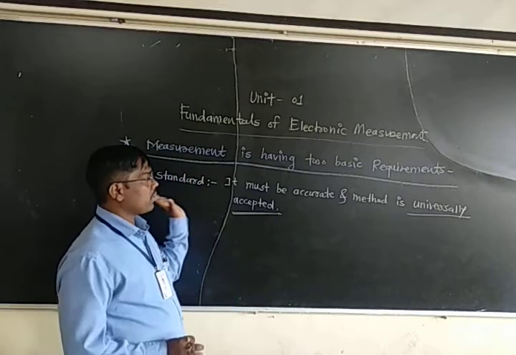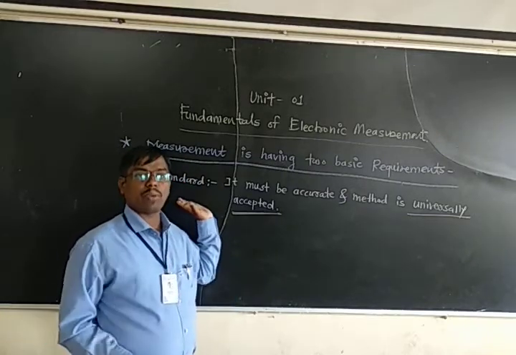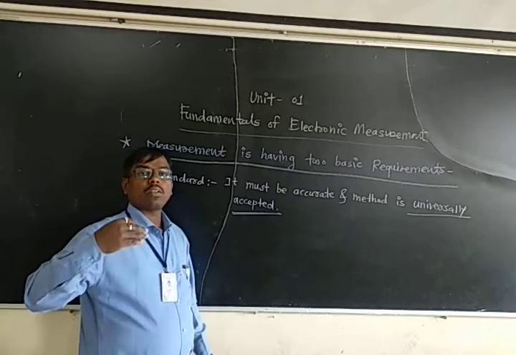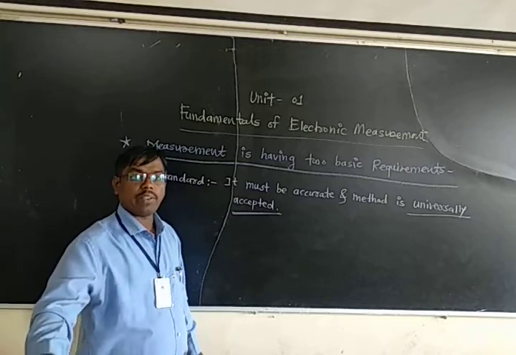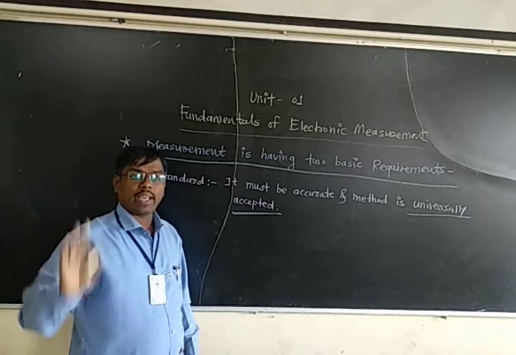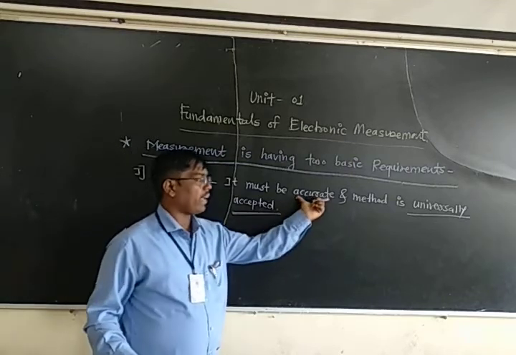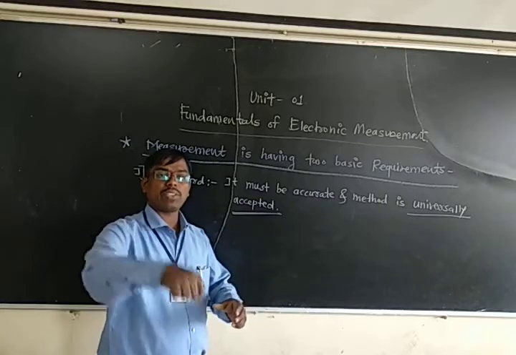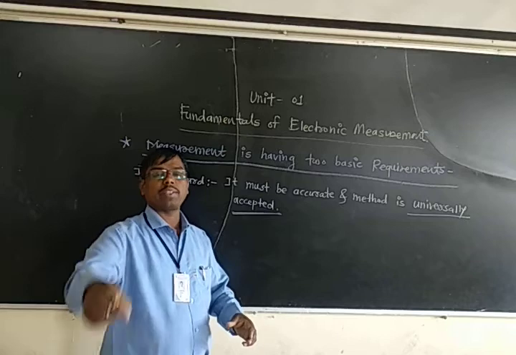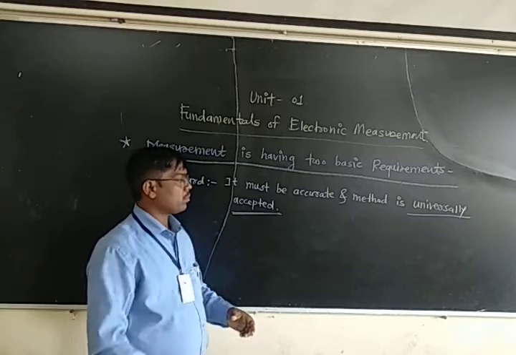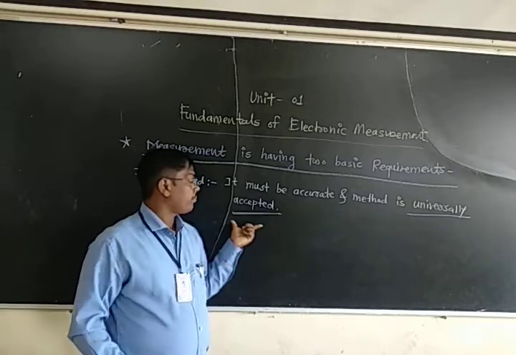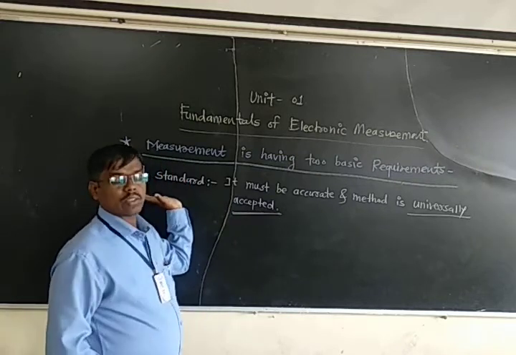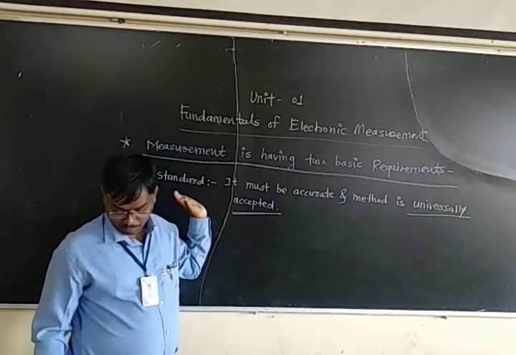Hence, the first basic requirement of any type of measurement is that the standard used for that particular measurement must be an accurate one, and the measurement method which is to be adopted, the method which is to be carried out, must be universally accepted. So this is the first requirement of any type of measurement.